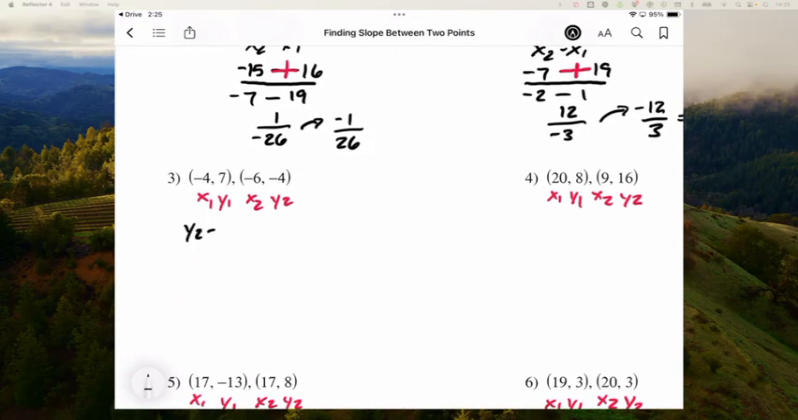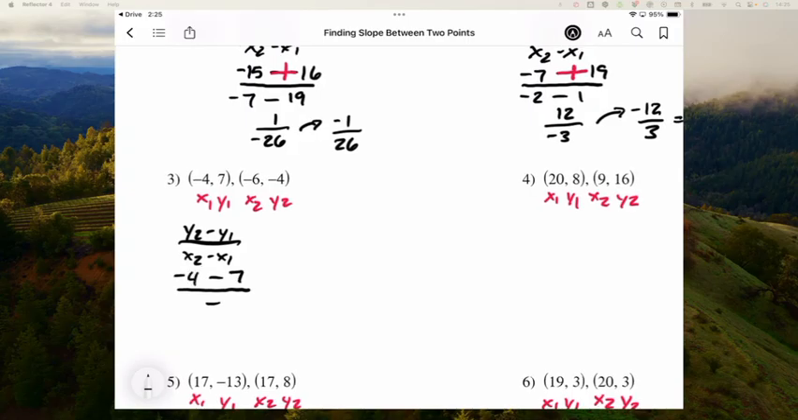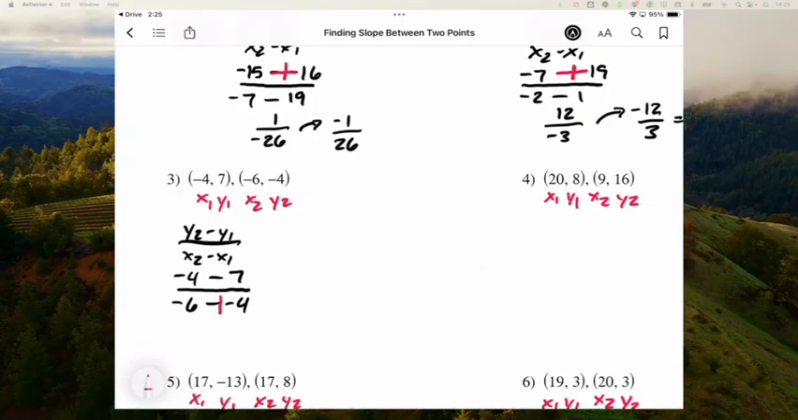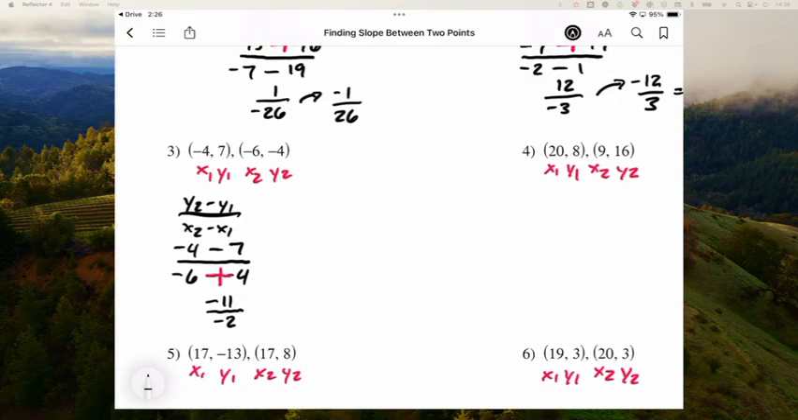So again, y2 minus y1 over x2 minus x1. Put our fraction bar with the minus signs already in there. y2 is negative 4, y1 is 7, x2 is negative 6, x1 is negative 4. We need to clean up those signs in the denominator, make it a plus sign. Negative 4 minus 7 is going to give negative 11, and negative 6 plus 4 is going to give negative 2. We have a negative over a negative, which is going to divide to make a positive.